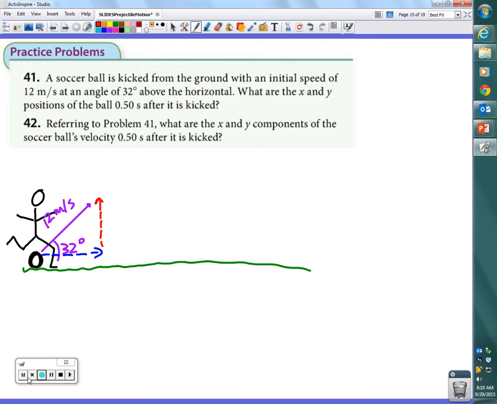Because remember, even though the ball does go in a diagonal direction, the independence of the horizontal and vertical means that these two things are happening independent of one another. They both affect the motion of the objects, but they're going to happen independent of one another. Okay? Good there for starters? All right. So let's do this.